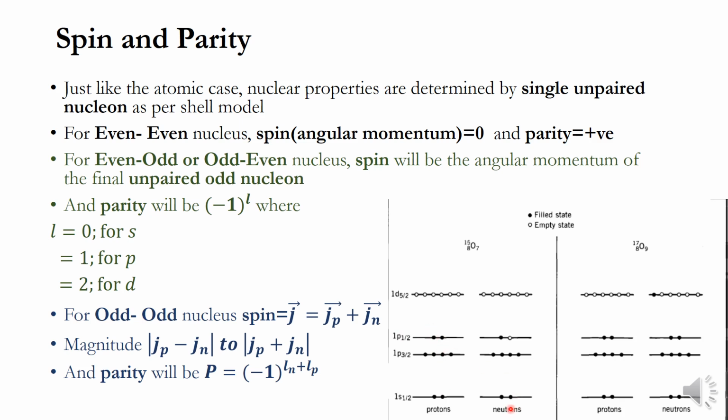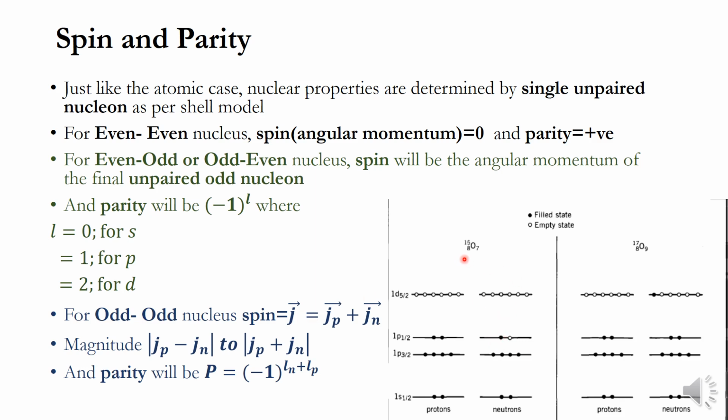Now for the case of neutrons, there are 7 neutrons. The 1s1/2 contains 2 neutrons, then 1p3/2 can accommodate 4 neutrons. So now only 1 neutron remains. The last neutron is filled in the 1p1/2 shell. So this one is the odd unpaired, finally filled neutron. This determines the property of this nucleus.